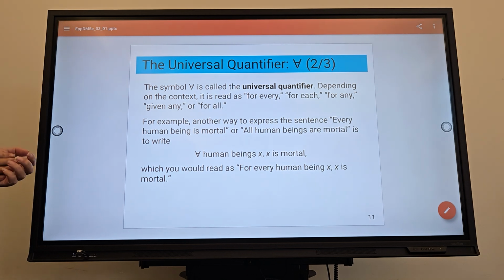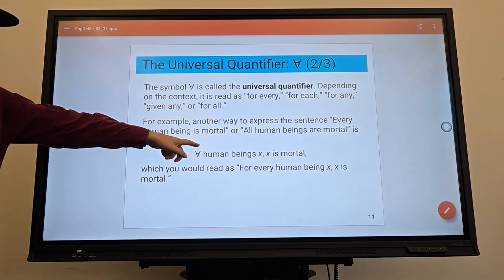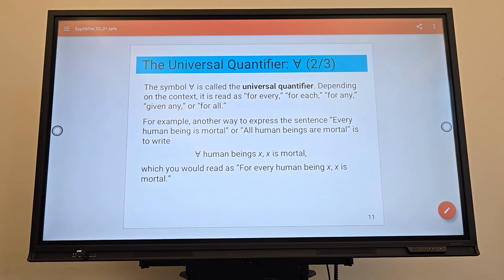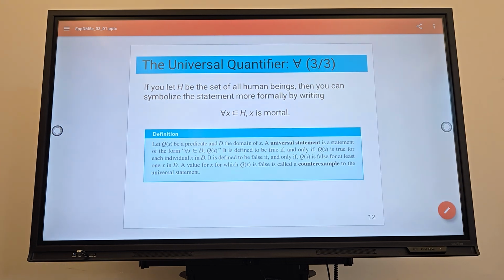Another way to express the sentence every human being is mortal, or all human beings are mortal, is to write the upside down A, human beings, x is mortal. It would read for every human being x, x is mortal. If you let H be the set of all human beings, then you can symbolize the statement more formally by writing for all x that are elements of H, x is mortal.